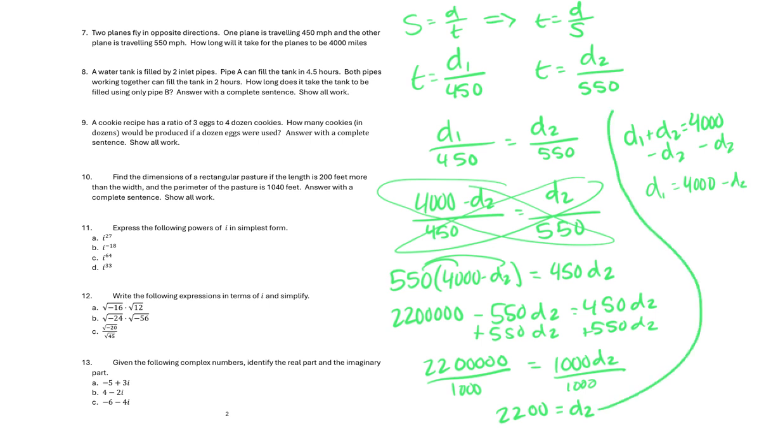So then we can put this back into our original equation here. We don't even need to find D1. And we can say 2200 over 550 is going to be equal to the time it takes. So 2200 divided by 550 is equal to 4. So T is equal to 4. So it should take us 4 hours for these planes to travel 4,000 miles. T is equal to 4.